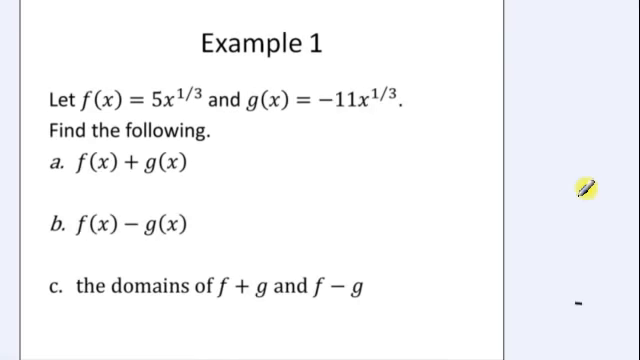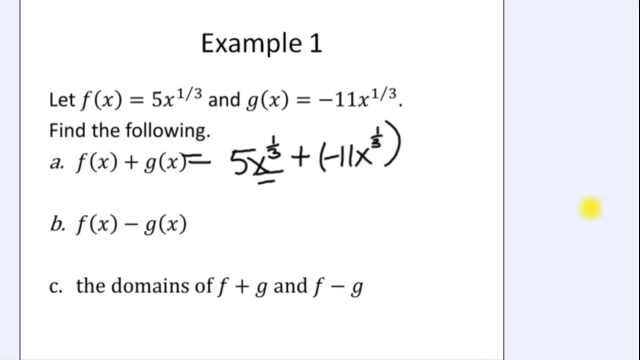Here we have two power functions, f of x equaling 5x to the 1/3 power, and g of x equaling negative 11x to the 1/3 power. And we're asked to find the following. f of x plus g of x. So we look at function f of x, which is 5x to the 1/3 power. And we want to add it to g of x, which is negative 11x to the 1/3 power.